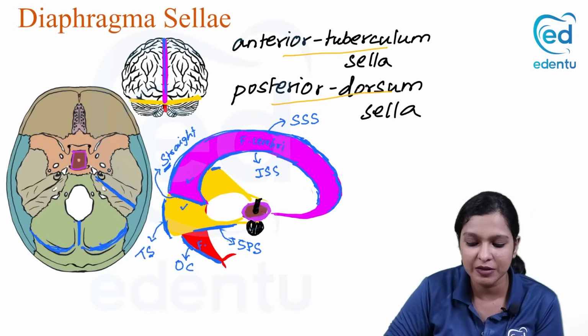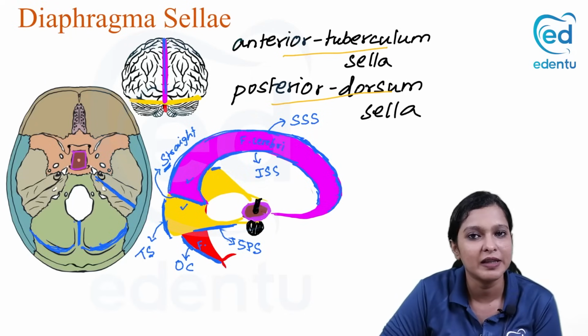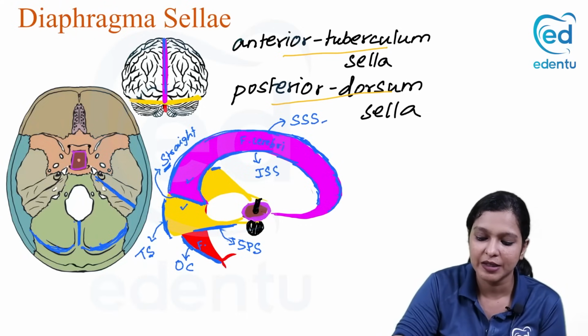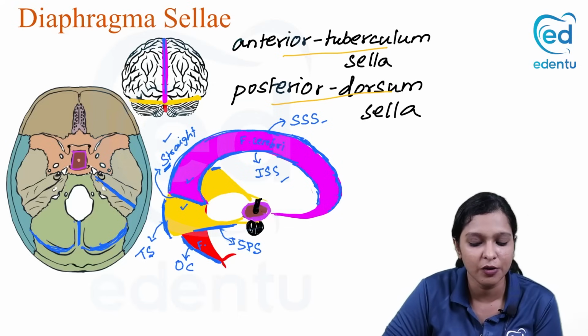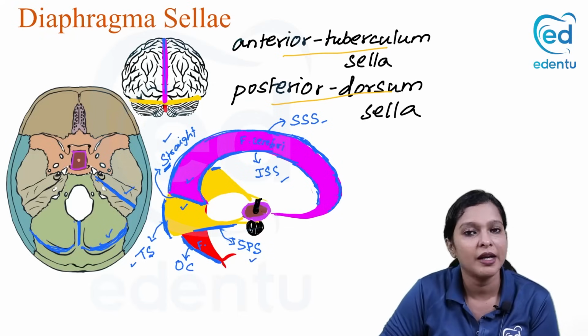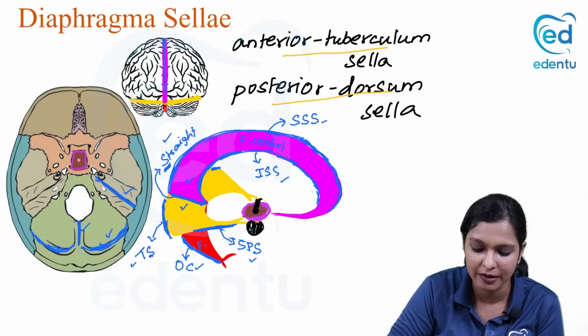So, what are all the sinuses we have seen? The dural venous sinuses. Related to the falx cerebri, there are three, all unpaired: the superior sagittal, inferior sagittal, and straight. Related to the tentorium, there are two: the transverse sinus and the superior petrosal sinus. Related to the falx cerebelli, we have the occipital sinus.